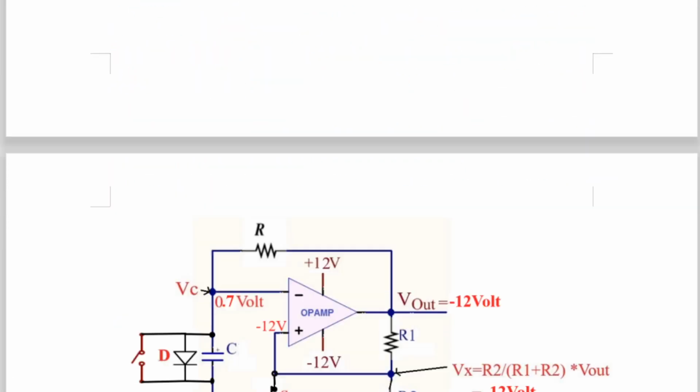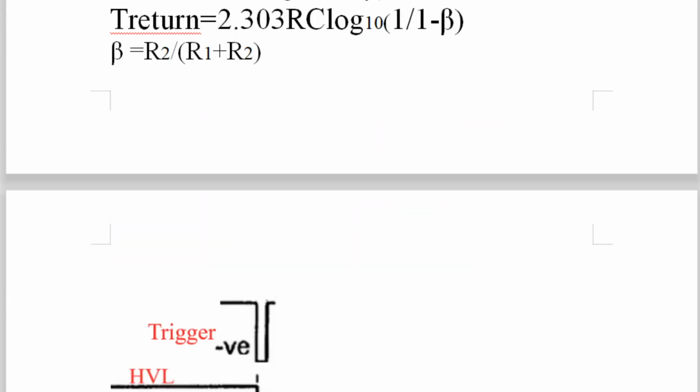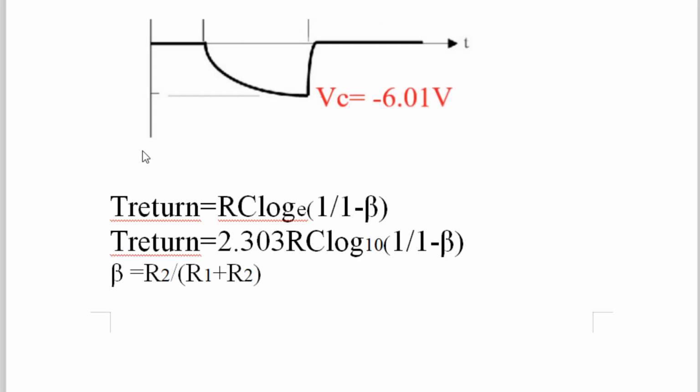Now, within 2 minutes we will complete the derivation for the T return, which is very simple. It is a simple equation, not a derivation. So here you can see T return is equal to, it depends on the value of R, it depends on the value of C, log to the base e, because the capacitor discharges exponentially, log to the base e into bracket 1 divided by 1 minus beta. Why 1 divided by 1 minus beta? Why not 1 plus beta divided by 1 minus beta? Because here the capacitor discharges only in reverse direction. That's why 1 divided by 1 minus beta. And beta is nothing but R2 divided by R1 plus R2.